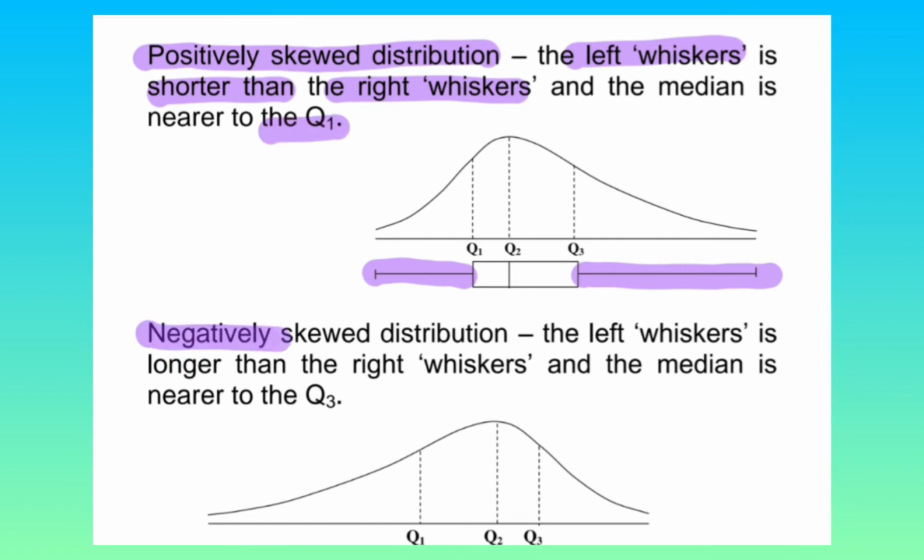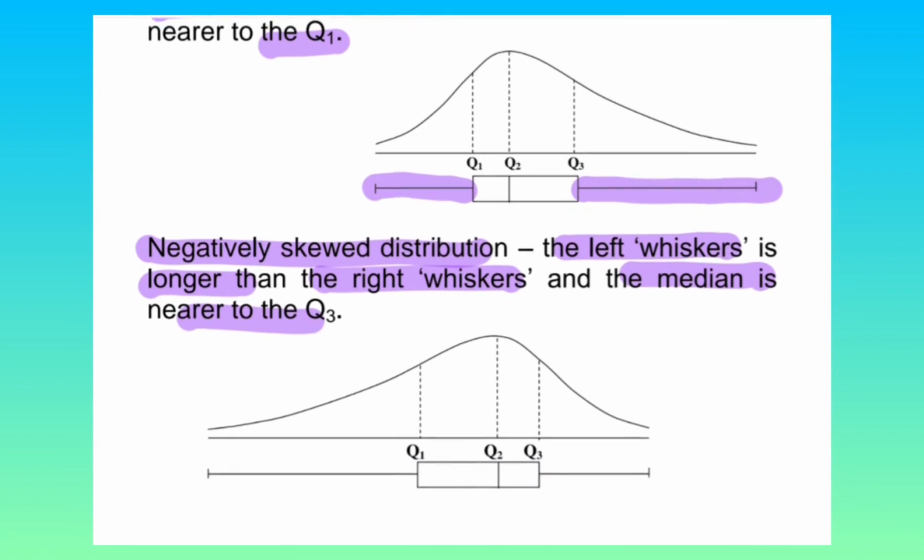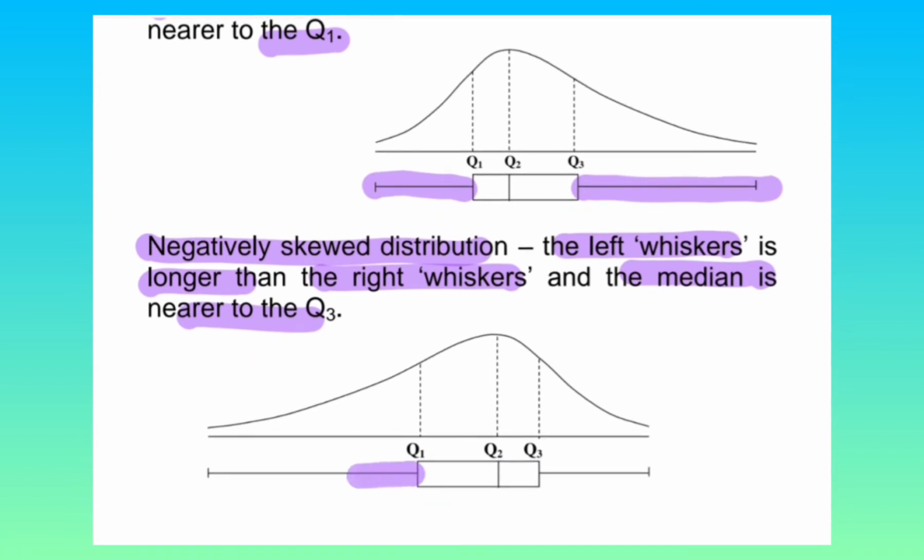For negatively skewed distribution, the left whisker is longer than the right whisker, and the median is nearer to Q3. We can see here the left whisker is longer than the right whisker.